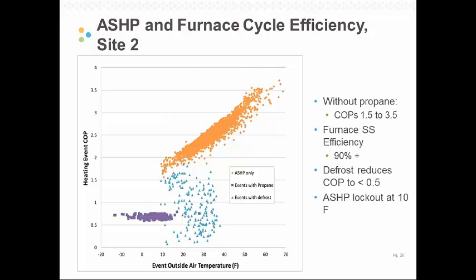So here's some installed performance for various heating cycles in one of the sites. Each of those modes is a different color on this chart. The orangish color is the heat pump only mode. The purple color is the furnace only mode. And the blue color in between is all those times that defrost kicks on during a cycle.